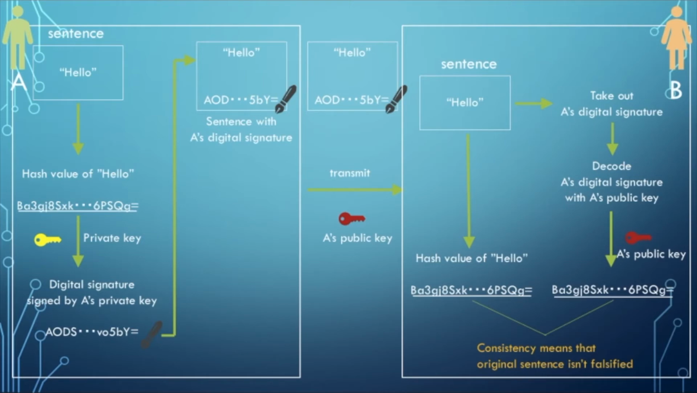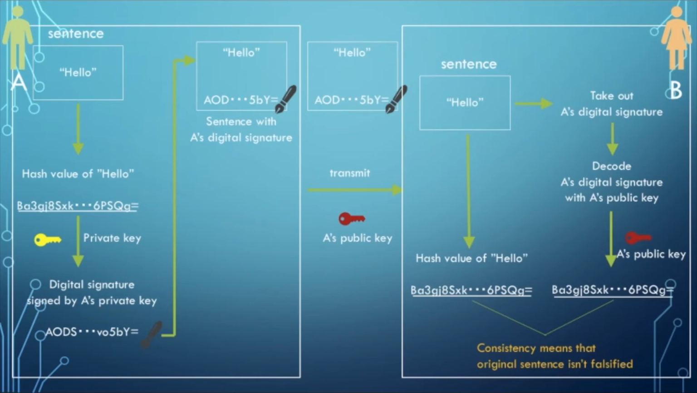B receives these and decrypts the digital signature by A's public key. If the hash value decrypted by A's public key matches the hash value of the original message hello, we can prove that the original sentence was sent from A himself. This is because person himself has the private key, and the document that can be decrypted with his public key is only the one encrypted with his private key.